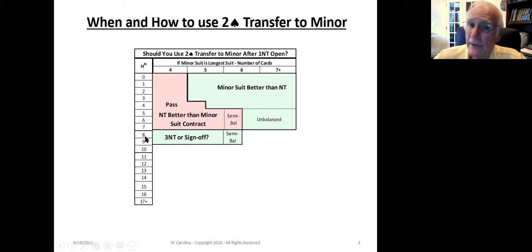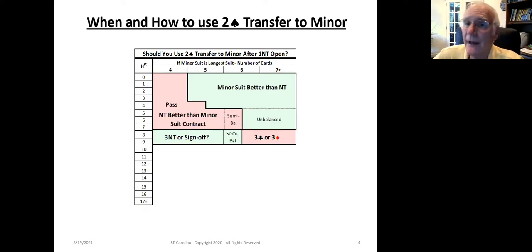But again, if it's balanced, we want to be in no trump. We don't want to be in a suit contract. If we're unbalanced, we want to be in a suit contract. Now, bidding 3 clubs or 3 diamonds instead of 2 spades is actually part of the 2 spade convention. And you've got to remember that, because it's how all the different pieces fit together. You say, well, 3 clubs or 3 diamonds isn't 2 spades. Well, it is part of the convention because it says something unique.